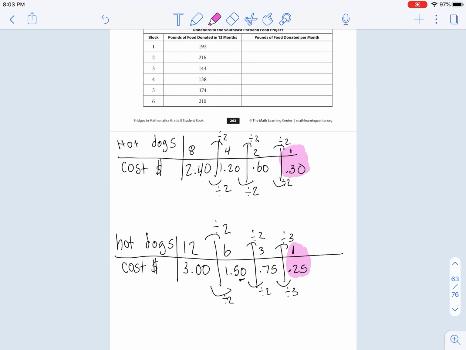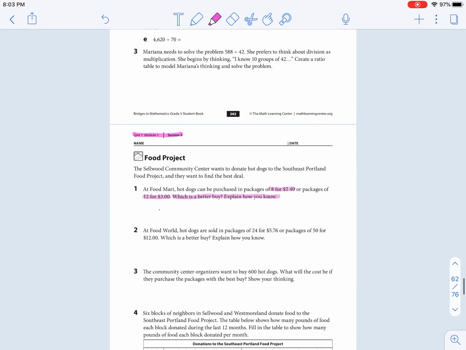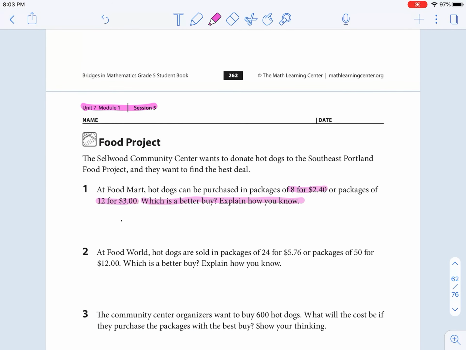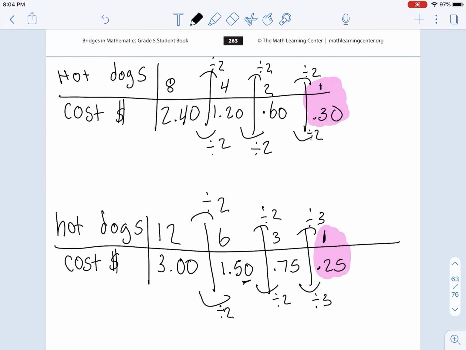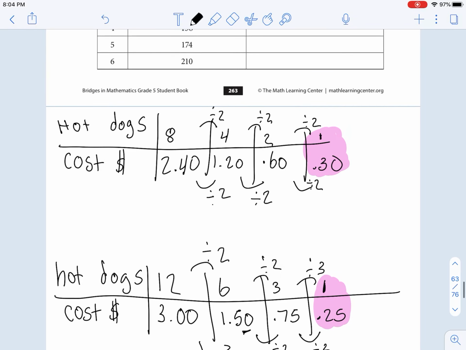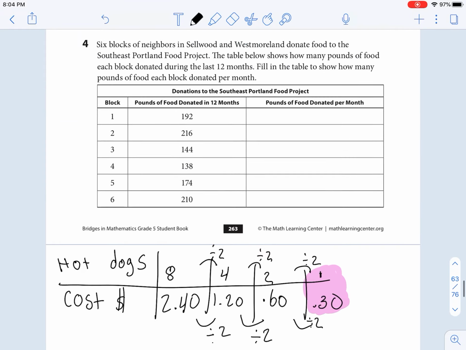Now I'm going to go back up and read the problem. It says, at Food Mart, hot dogs can be purchased in packages of 8 for $2.40 or packages of 12 for $3. Which is a better buy? Explain how you know. So I know, looking at our ratio table, that 12 hot dogs for $3 is a better buy because 1 hot dog costs 25 cents, whereas in the other situation where you get 8 hot dogs for $2.40, 1 hot dog costs 30 cents.